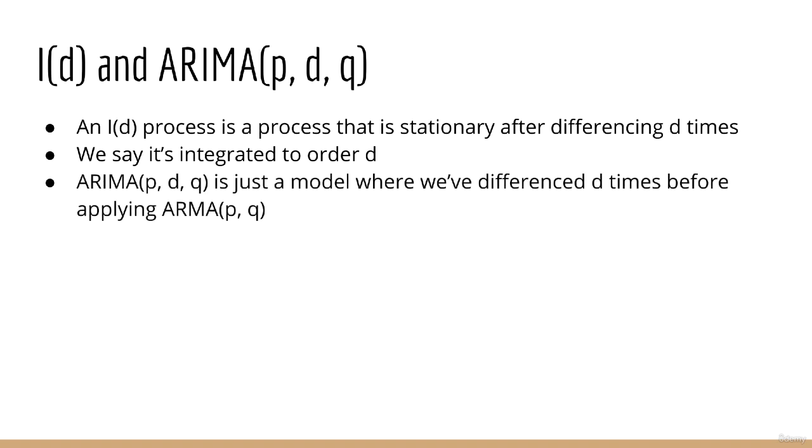Thus, ARIMA(p,d,q) is just a model where we have differenced the original time series d times before applying the ARMA(p,q) model. So that's why the I part of the ARIMA is strange. Unlike the autoregressive and moving average parts, which have some formula that you can use to make predictions, the integrated part describes an operation that you perform on the data.